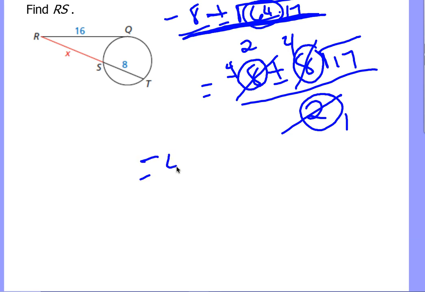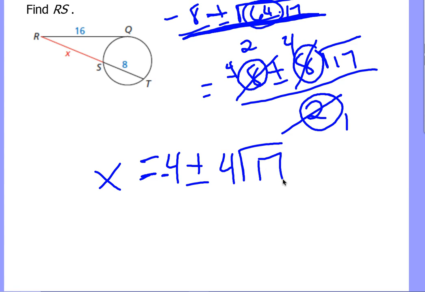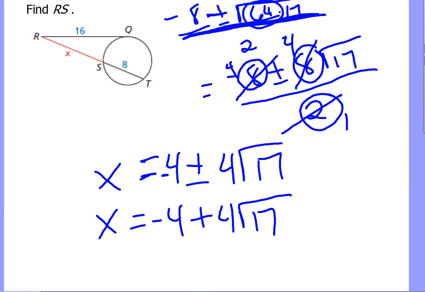And so we end up seeing that x equals negative 4 plus or minus 4 times the square root of 17. Let's keep in mind here, for an example, x is the value of rs, and rs is a side length. We're not going to have a negative side length, so negative minus a positive would give us a negative. So I'm not going to use my plus or minus. I'm just going to use negative 4 plus 4 root 17. Now this answer is the exact answer, but if we want to approximate it to the nearest tenth, we take negative 4 plus 4 times root 17, and we get roughly 12.5 for our value there.